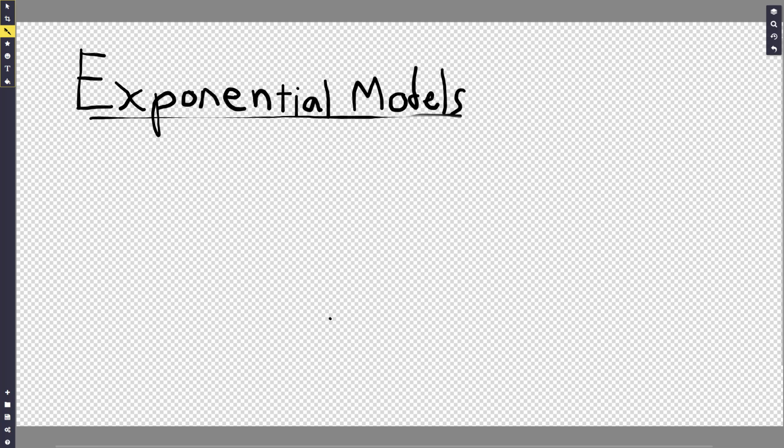Okay, I just want to get something out of the way. Those examples are completely made up. I don't know anything about bacteria population or deer population or any of these other examples. I'm just making these up for the sake of exponential models, okay? So just don't go after me for this.